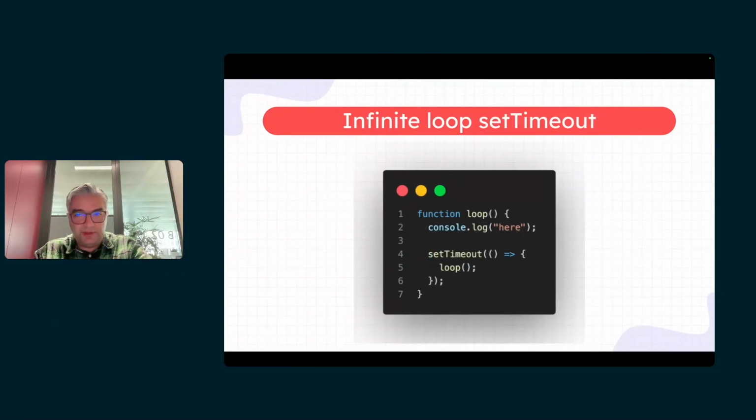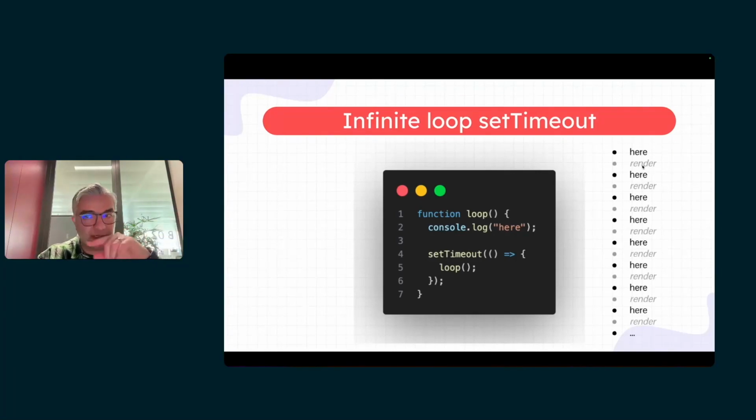I can do the same with a set timeout as well. Again, a loop function, with set timeout instead of promise.resolve. So what about in this case? Yeah, for sure it's going to do the same, right? It's going to be an infinite loop with a console log here, here, here. But there is a difference between the previous infinite loop and this one. And this is this render guy here.